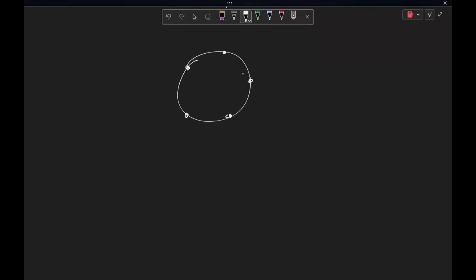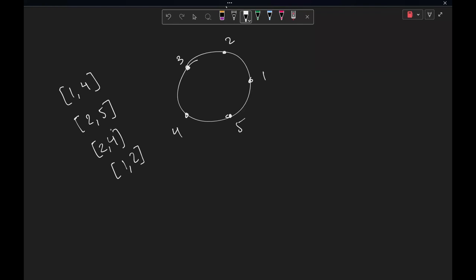Let us say you have some cherries here. There is a flavor from... for now I would not really color the circle. I will write the flavors on the left. If there is a flavor from 1 to 4 and there is a flavor from 2 to 5, let's say, and there is a flavor from 2 to 4, there is a flavor from 1 to 2 and so on.